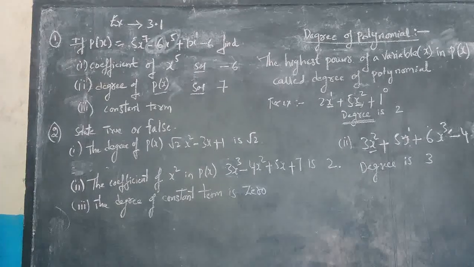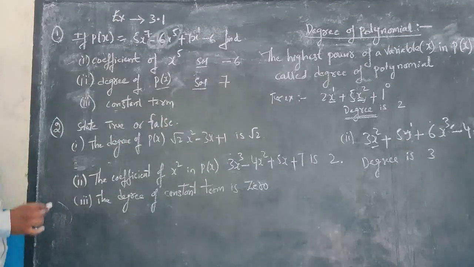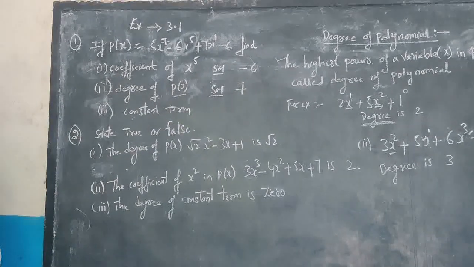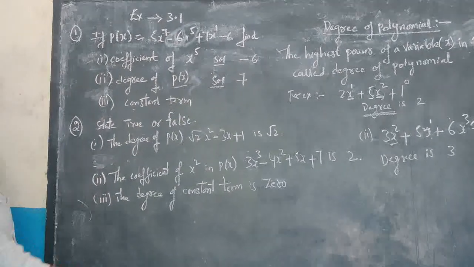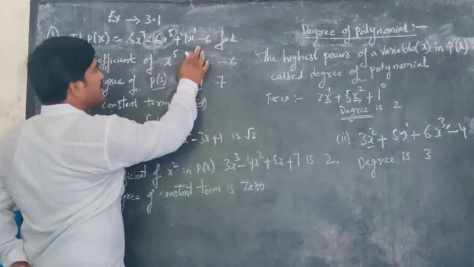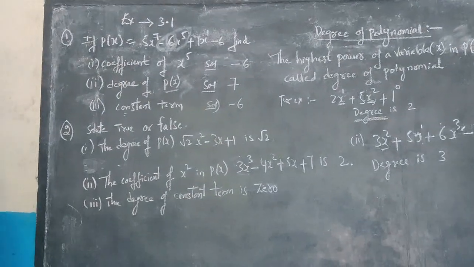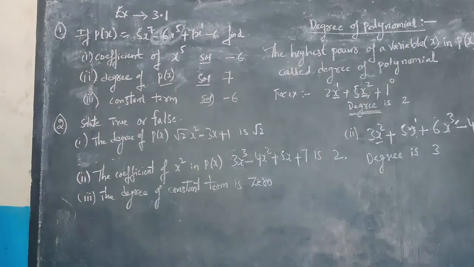Now, the constant term. What is the constant term? The constant term is the term with the lowest degree of the variable, which is the last term. What is the last term here? Minus 6. Just write down that the constant term is minus 6.